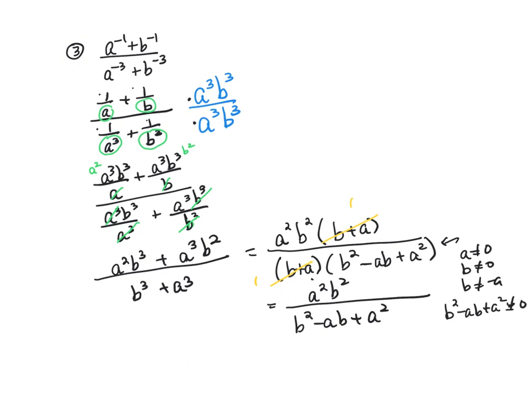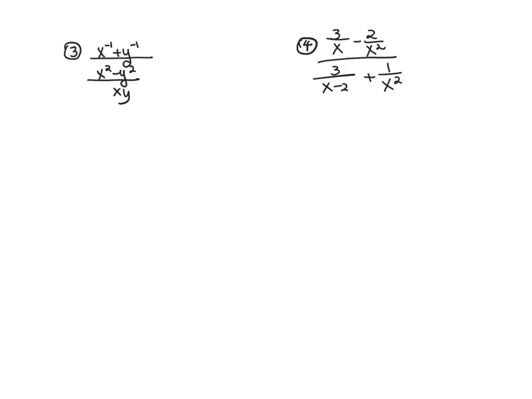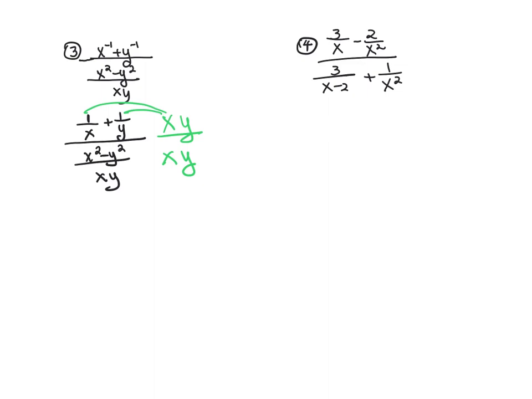All right, let's take a look at a few more. All right, let's try these two problems. In the first one, we're going to write it in a complex fraction form. We'll change the negative exponents and write it this way. And the least common denominator of x, y, and xy is just x times y. So we distribute this, and this. Here we don't distribute, we just multiply the two fractions.